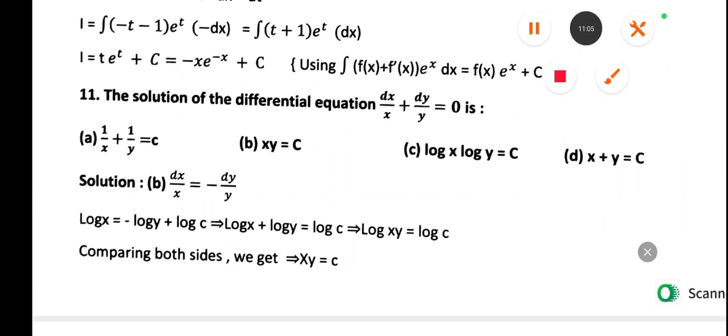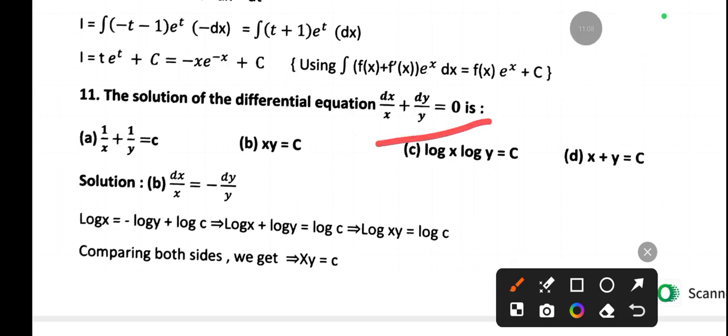Now going for the 11th one, dx by x plus dy by y equals 0. A variable separable differential equation, children. So dx by x equals minus dy by y. So I think it's separated.